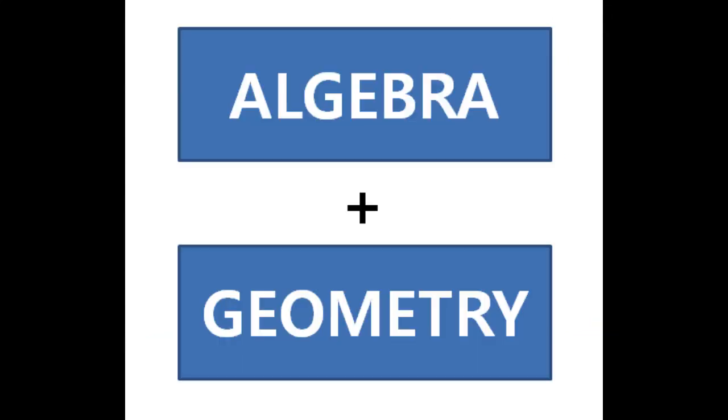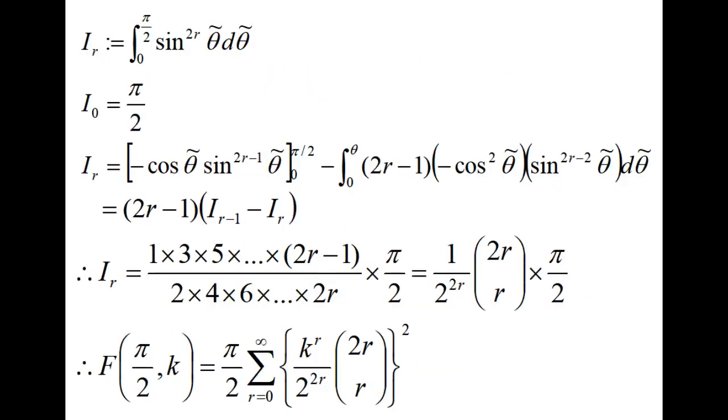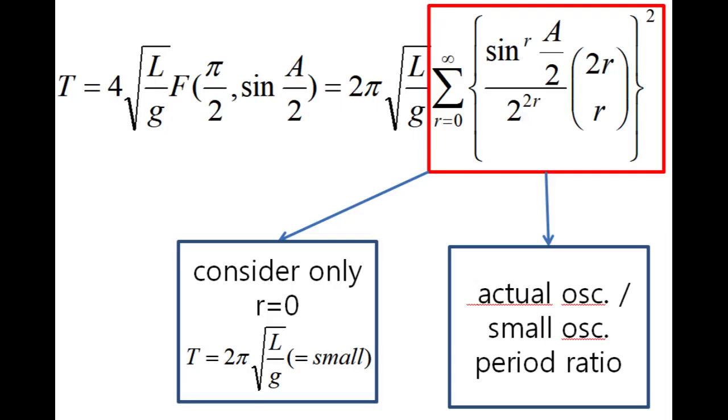We can contemplate this result in two ways, one algebraic and the other geometric. Let's start with the algebraic consideration. Using the generalized binomial theorem, we can express F(pi over 2, k) in the form of a series. Using integration by parts, we can calculate the integrals, leading to the final form of the series. Thus, we can also find the period of the pendulum.